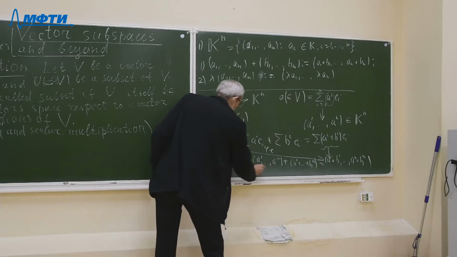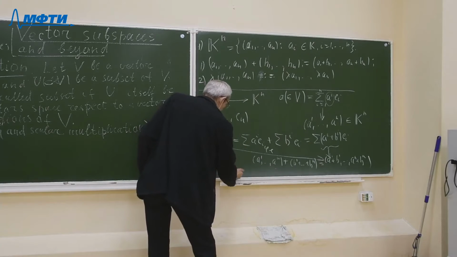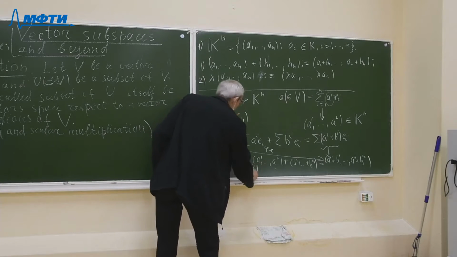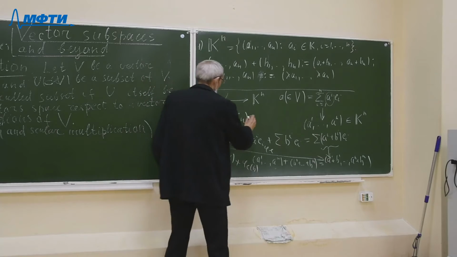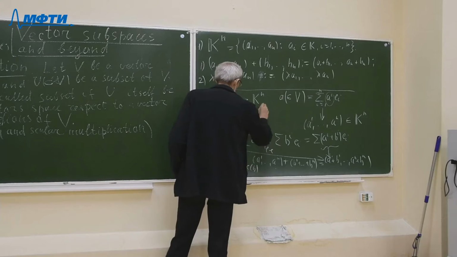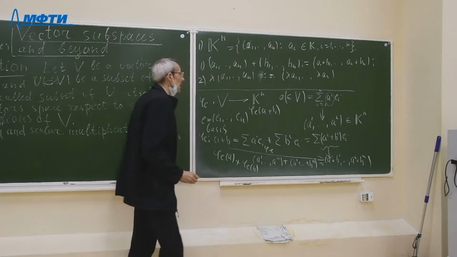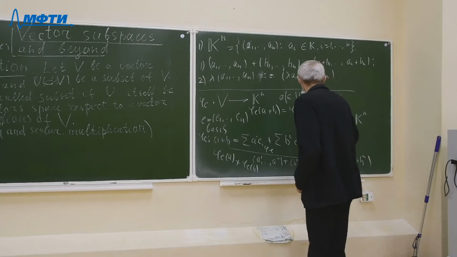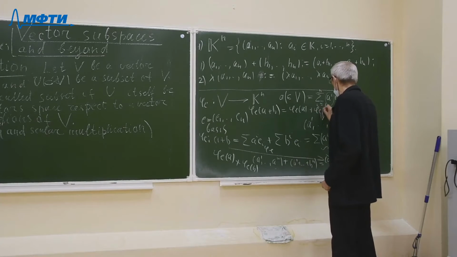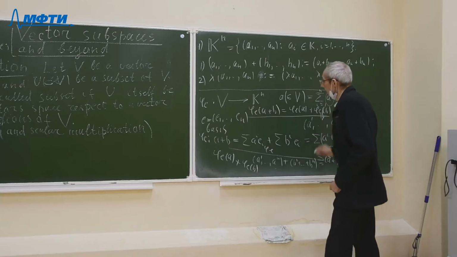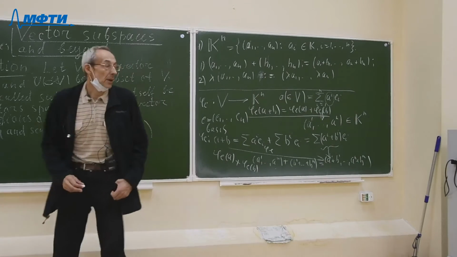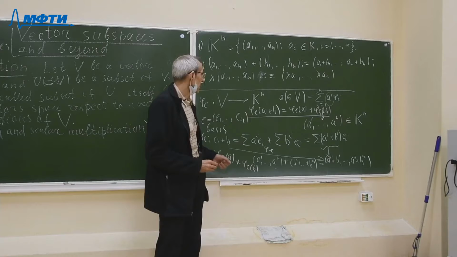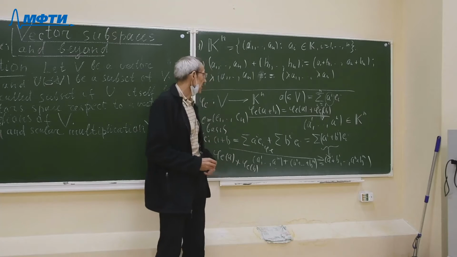By definition, this sum is the phi from A and phi from B. And we obtain the following property of this correspondence: phi from A plus B is equal to phi from A plus phi from B. And we can see that this correspondence preserves the operation of sum on this vector space.